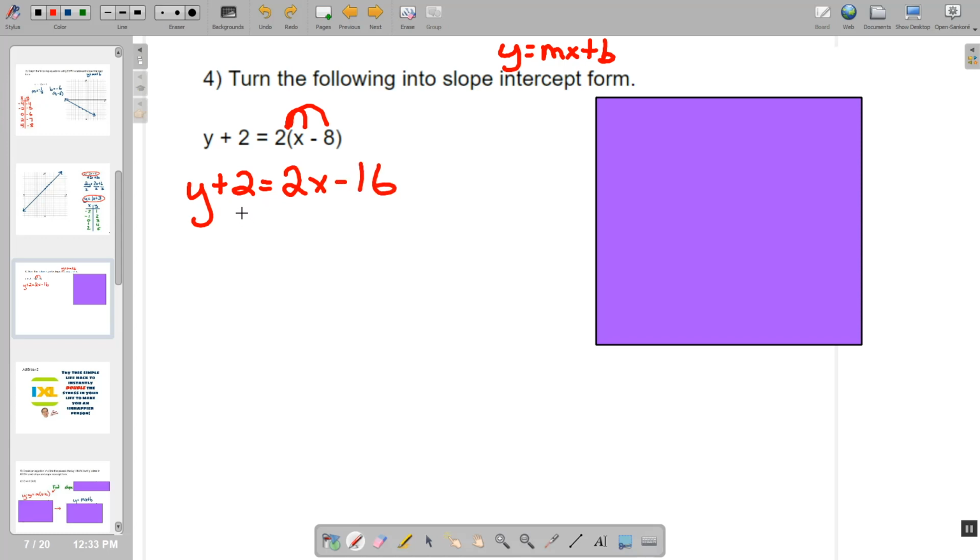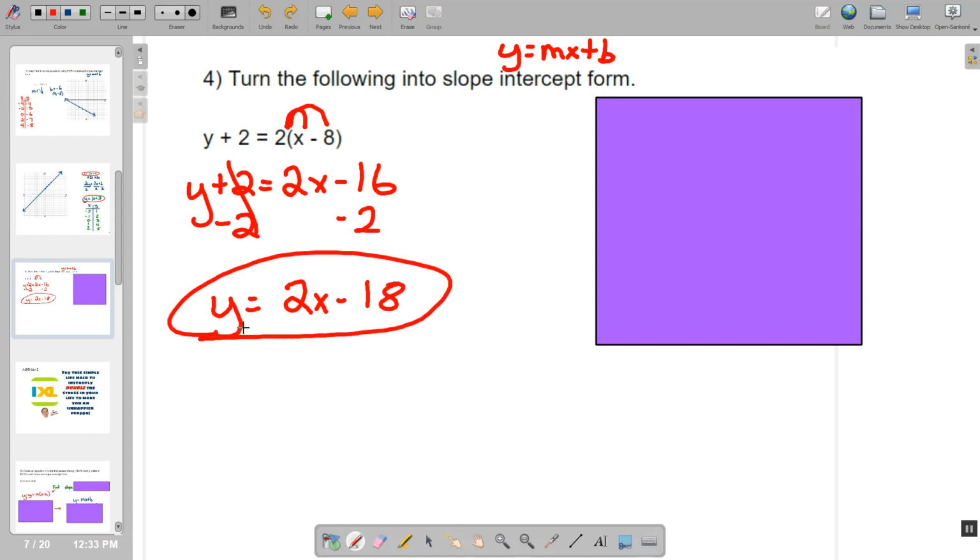From here, I am going to subtract 2 from both sides. Make sure that the numbers go with the numbers, not x's with numbers. It's like boys and girls at a dance if Mr. Schmidt is chaperoning it. I end up getting 2x minus 18, and I am done.